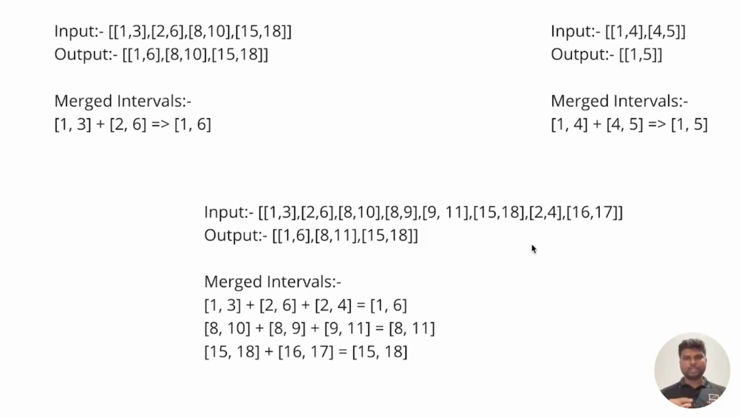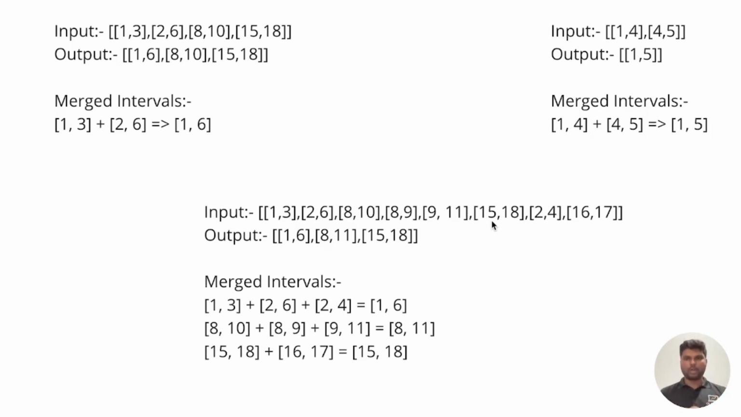If we look at these three problems, we will observe that the first two are pretty easy to solve, but the third problem is hard. The reason it is hard is that the intervals are not properly sorted. In the first problem, 2 comes after 1, then 8 comes after 2, then 15 comes after 8. In the second problem, 4 comes after 1. But in this third problem, at the end 2 comes after 15, so this is not properly sorted. What we can deduce from this is that this problem becomes really easy if we sort the intervals.